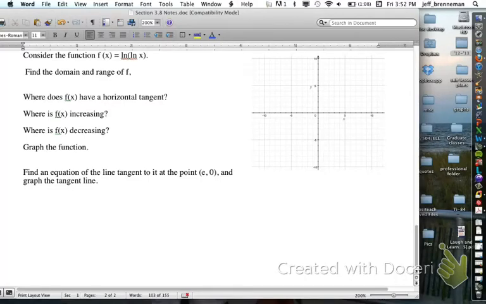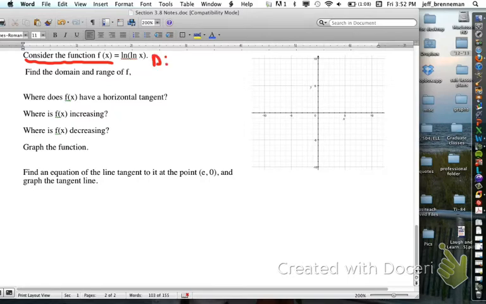Alright gang, so let's go through this application problem and let's see if we can figure this out. First, with a broken calculator. Let's keep the calculators to the side and see if we can consider this function: the natural log of the natural log of x. And so if I think about the domain and range for this.